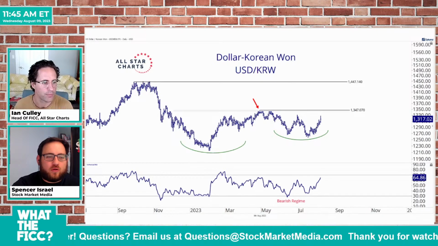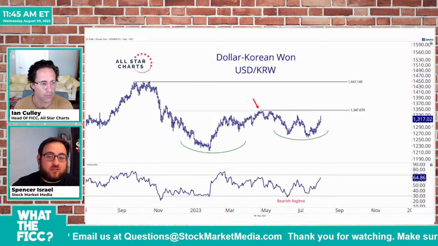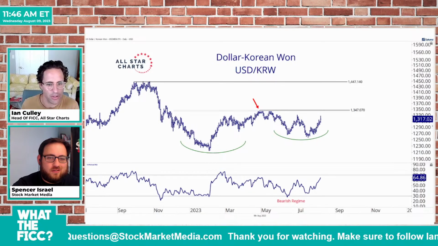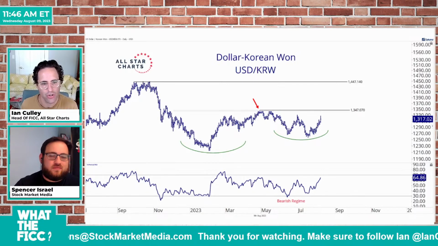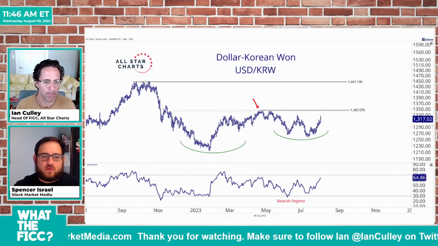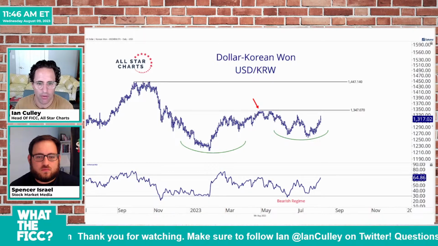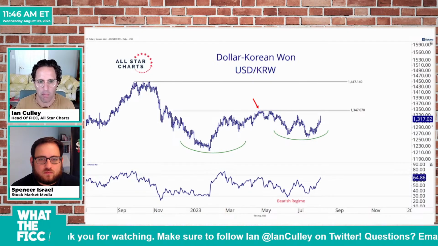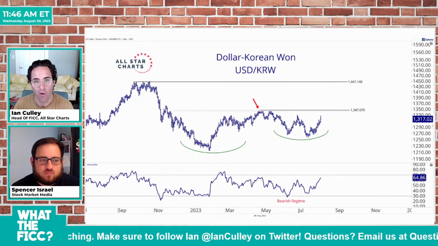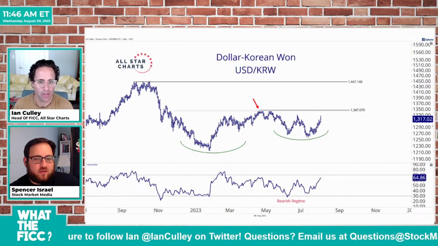So this chart though, the dollar won looks very different than the first few charts you showed. It does, but at the same time, I see a constructive basing pattern after a pullback. Dollar Korean won above 1350, and I think it's running back up to 1450, running back up to retest those highs from last fall. So not as bearish.